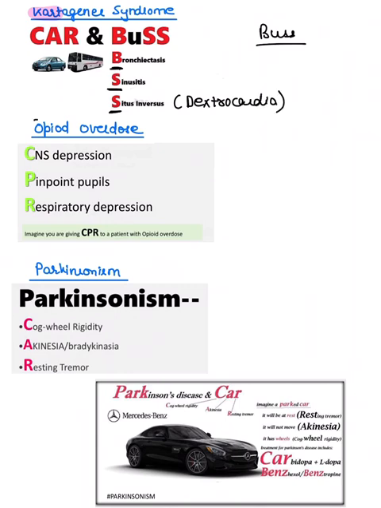Okay, now coming on to the opioid overdose. If you take more of morphine and other things, what happens? The CNS will feel depressed. There would be pinpoint pupil and there will be respiratory depression. So it looks like you are giving CPR. So now you will try to again revive him. So CPR is required.